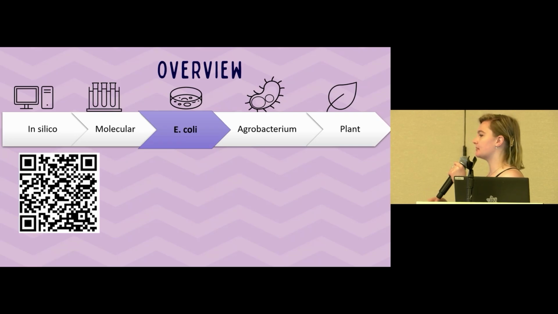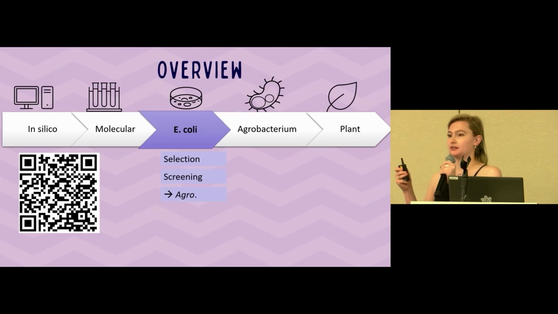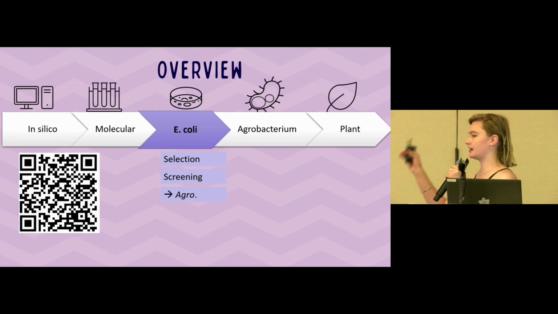So with that step, we're going to move on to the third module, the E. coli step. You don't know which cells have your plasmid and which don't, which is why you're going to do the selection, screening, before you transfer it to agro.